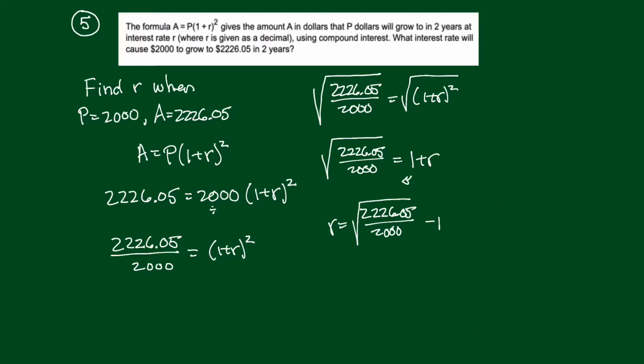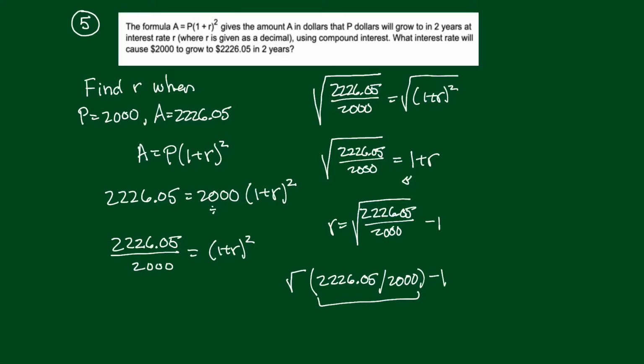So how about on your calculator if you do this? Press the square root key. Now I'm using a TI-84. So when I press square root, I get a parentheses. So I'm going to put in 2226.05 divided by 2,000. Now close the parentheses, right? You want those to close. And then minus 1.